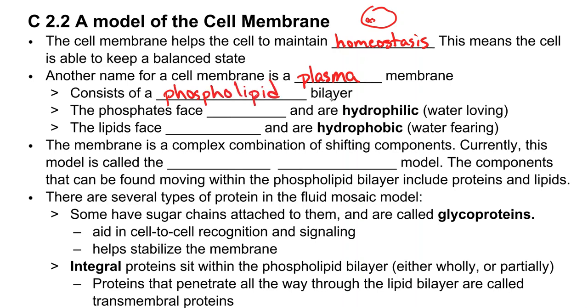What that means, bi means two. So there's two layers of phospholipids. Let's go ahead and draw a phospholipid. So I'm drawing a phosphate head and two lipid tails on them. This phosphate head, the phosphate faces the water, or kind of the inside and the outside of the cell. It's hydrophilic, which means it's water-loving.